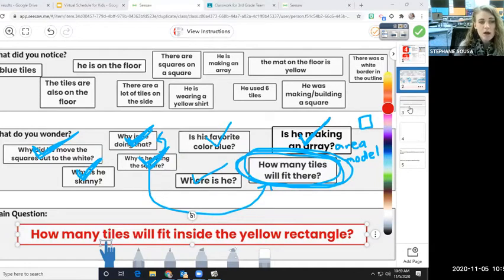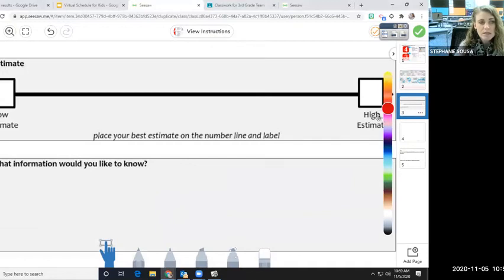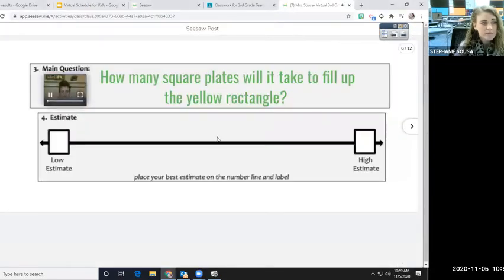I'd like for you to move on to slide 3. Please go to slide 3. Okay, here's what you are going to do on slide 3. The wondering from the video that you'll be solving is how many squares will it take to fill up the yellow rectangle? You'll be using an estimate to guess how many squares you think will fit inside of the yellow rectangle. Think about how many you think it will be.